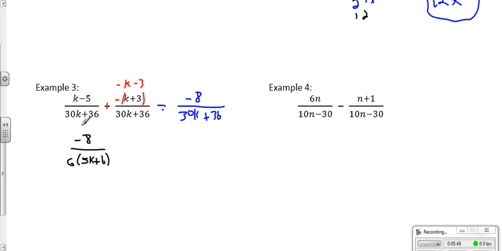okay, which I know now that I can have a 2 go into 6 3 times, and a 2 go into negative 8 4 times, and that would give me a negative 4 over 3 times 5k plus 6. I don't have to distribute that 3 again. This would be fine. We can take that.